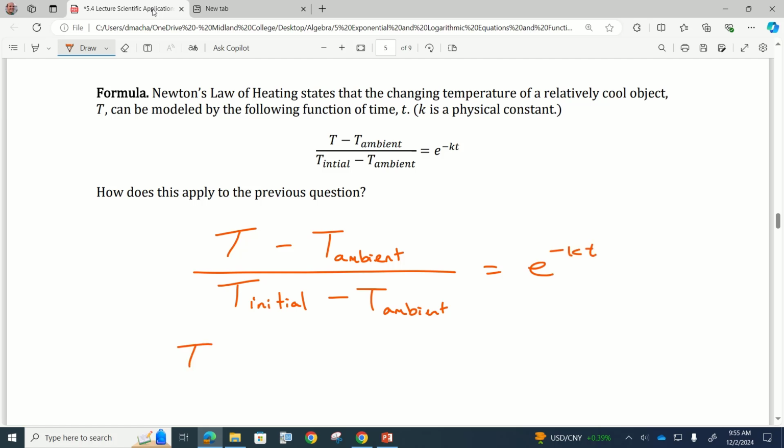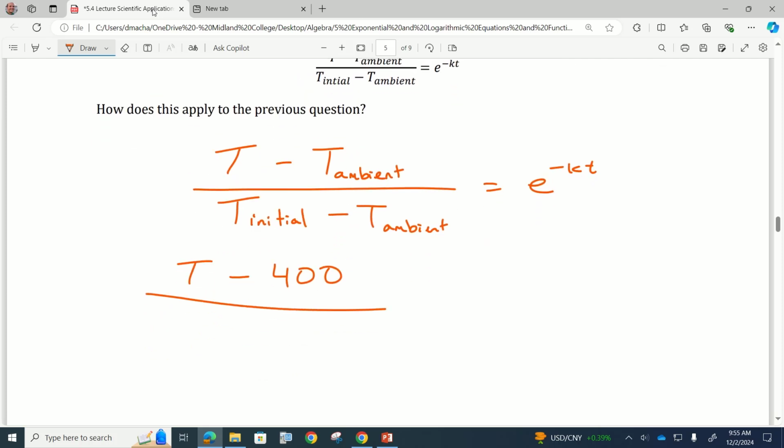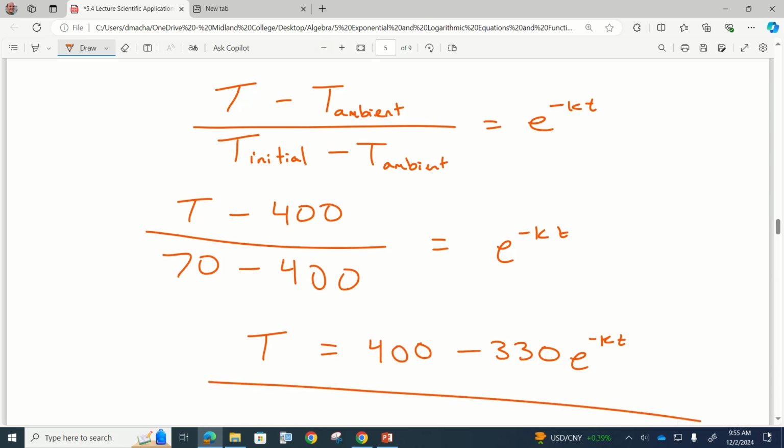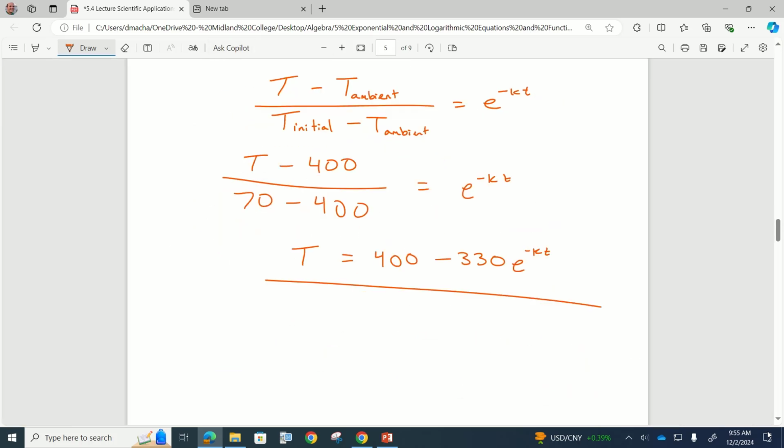And in this case, my ambient temperature was 400 degrees, right? This time the oven was the ambient surroundings. The initial temperature of the pizza was 70 degrees. And so if you were going to rearrange this equation to solve for temperature, then you would get a formula that looks like, well, 70 minus 400 is negative 330. And then I would add 400 to both sides, and I would get a formula that looks like that, which is what you started off with in the previous question.